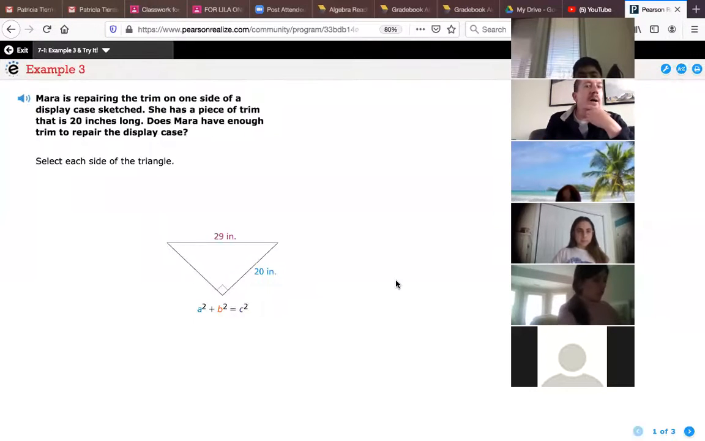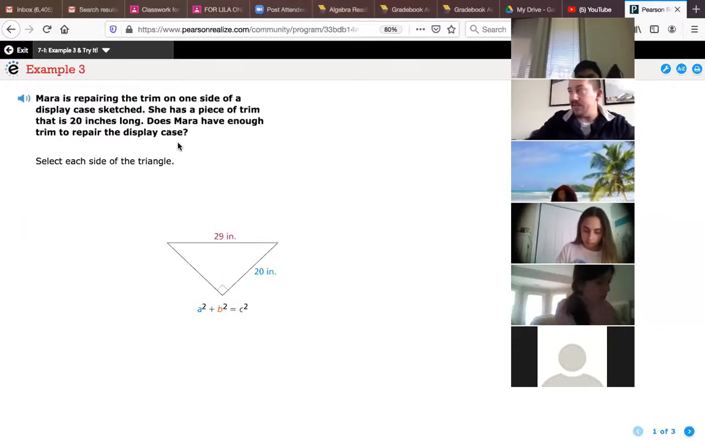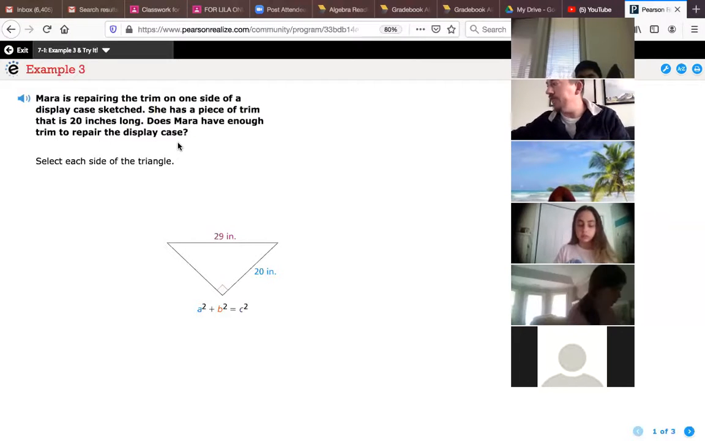Okay, Mara is repairing the trim on one side of a display case sketched. She has a piece of trim that is 20 inches long. Does she have enough trim to repair the display case? Okay, give this one a shot. Now be careful because you only have one of the legs and the hypotenuse in this one. So do your calculations carefully.